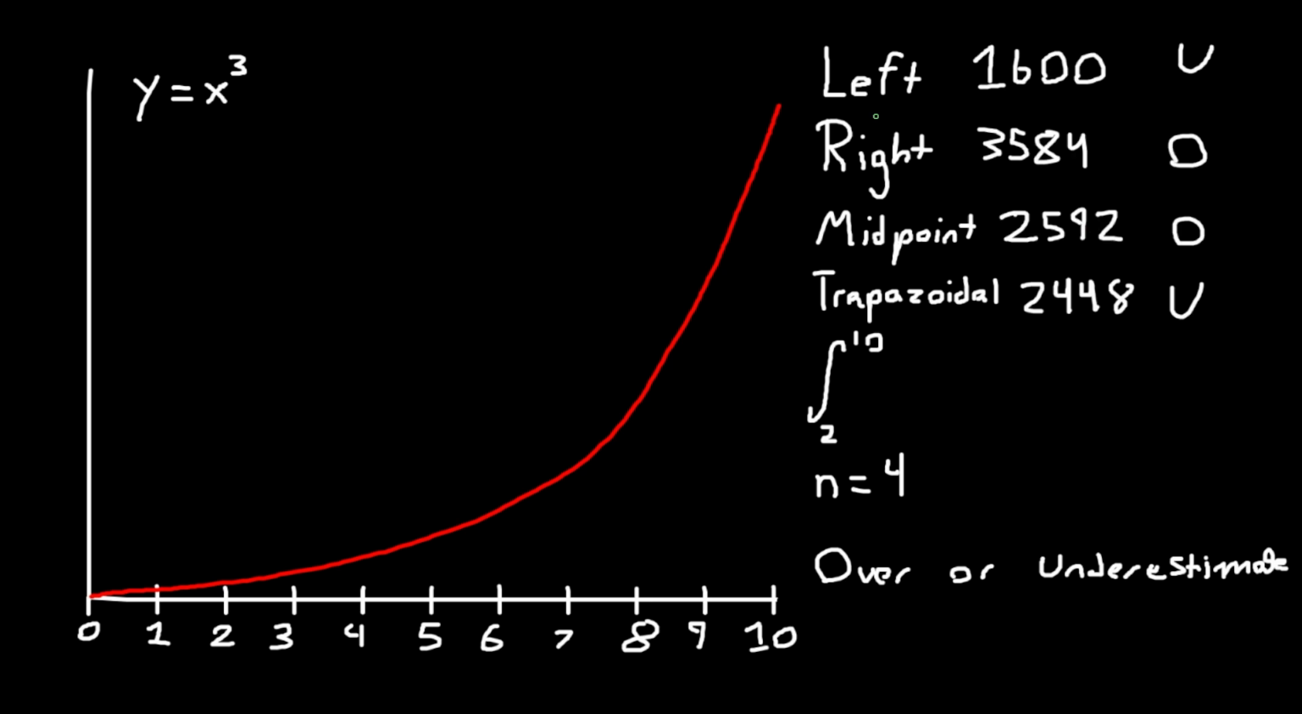Here are the answers. For a left Riemann sum, you should get 1,600, and it's an underestimate. For a right Riemann sum, you should get 3,584, and it's an overestimate. For a midpoint Riemann sum, you should get 2,592, and it's an overestimate. For a trapezoidal, you should get 2,448, and it's an underestimate.